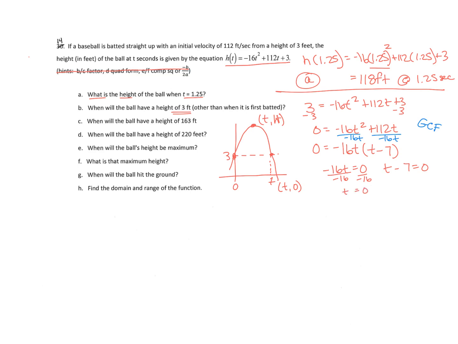So I knew that one. Actually, I probably shouldn't put a box around it. I knew that one already. Also, at 7 seconds is the other time that my ball is also at a height of 3. And so that was B.